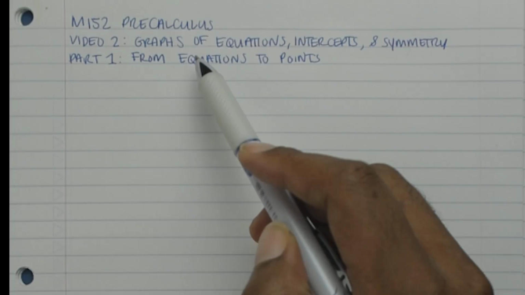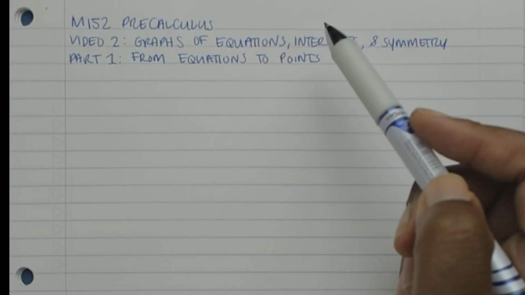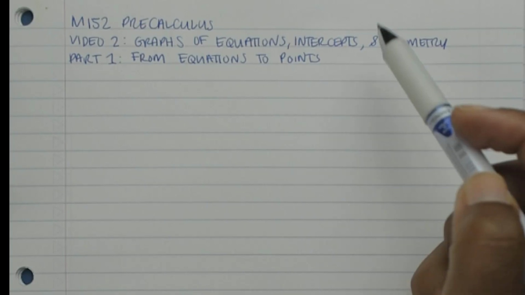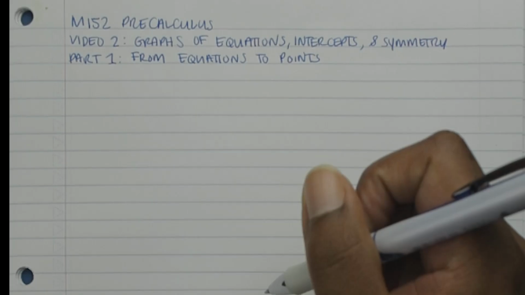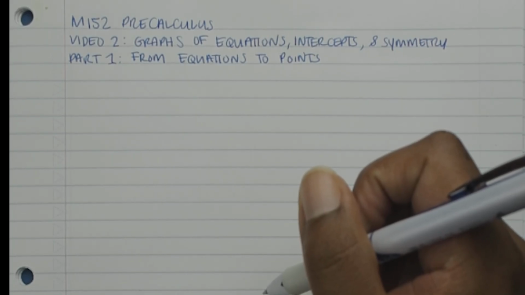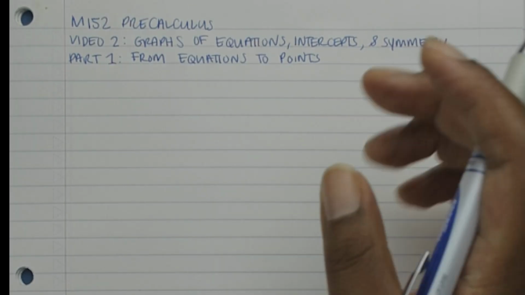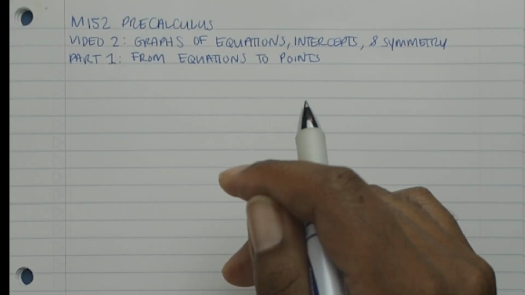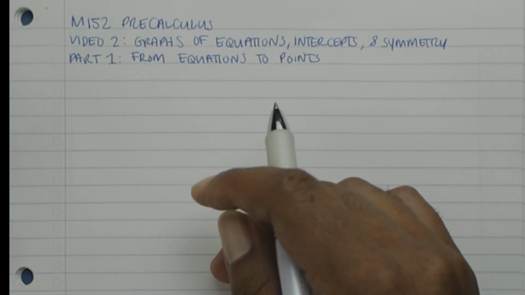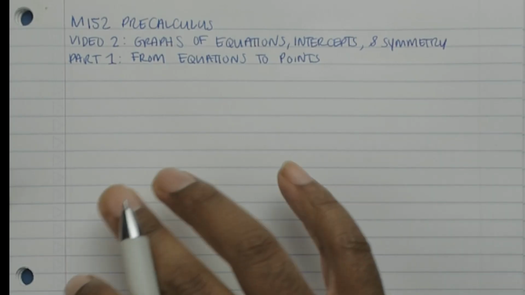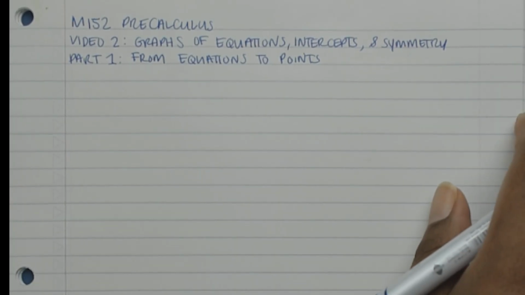Okay. So again, this is graphs of equations, intercepts, and symmetry. And this is part one, from equations to points. But the new idea is, how does an equation create a graph? Before we discuss intercepts or symmetry, we first need to understand the basic relationship between an equation and the points that appear on its graph.